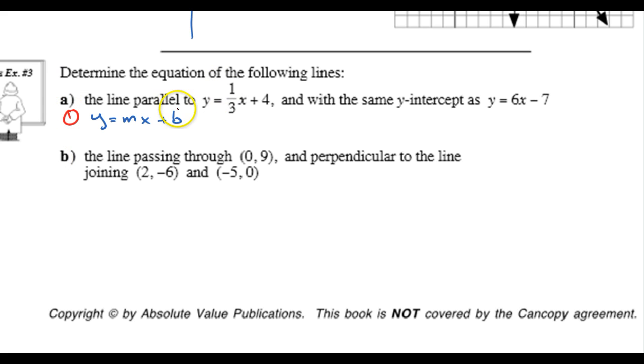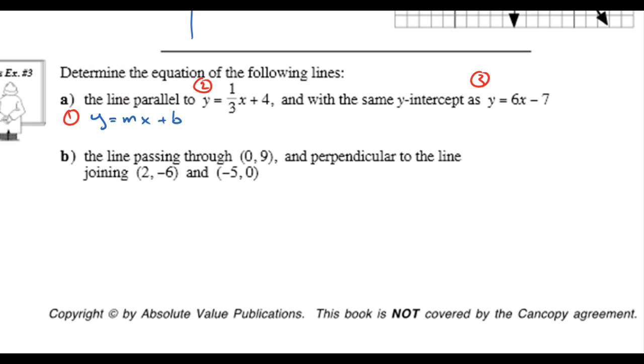So it's parallel. So our line here is parallel to this other line. Call this one line 2, and it has the same y-intercept as this third line over here, y equals 6x minus 7.